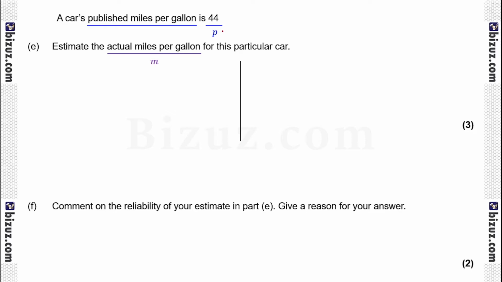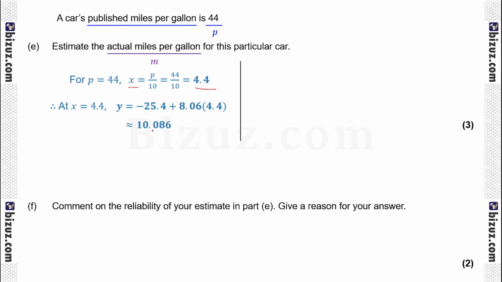All right. So first, we have the value of p, and x equals p by 10. From here, I'm going to find the value of x. So I'll just put 44 here, and you get the value of x equals 4.4. Now, with this, I have x, and I have that regression line equation between x and y. So from here, I'll find y first. For x equals 4.4, I'll first find y, and it gives me approximately 10.086.